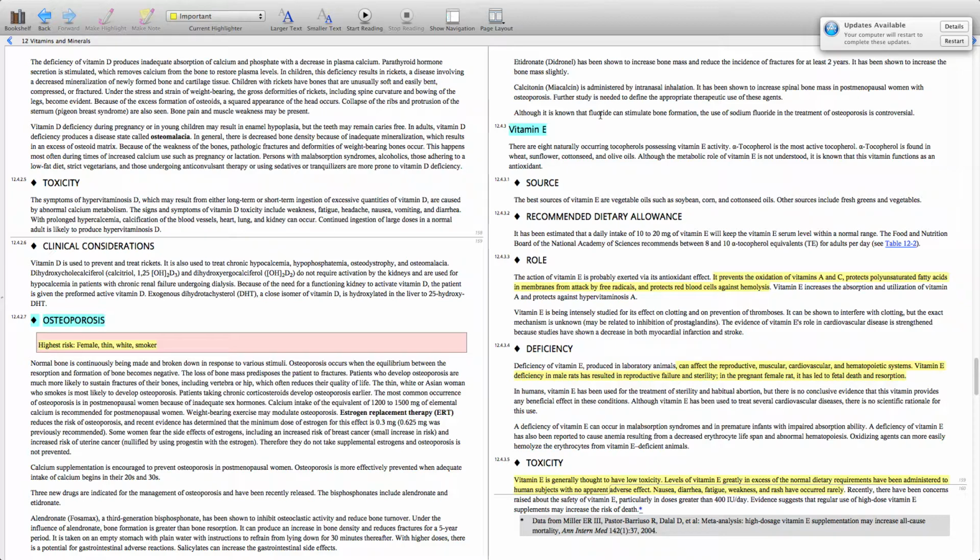Okay, deficiency can affect the reproductive, muscular, cardiovascular, and hematopoietic systems. Vitamin E deficiency in male rats has resulted in reproductive failure and sterility. So obviously, we want to be very aware of this. And then it can also lead to fetal death and resorption in female rats. Toxicity is generally thought to have low toxicity levels. Dietary requirements have been administered to human subjects with no apparent adverse effects. Nausea, diarrhea, fatigue, weakness, and rash have only occurred rarely.